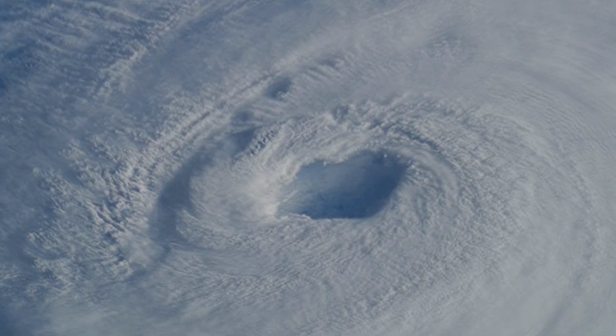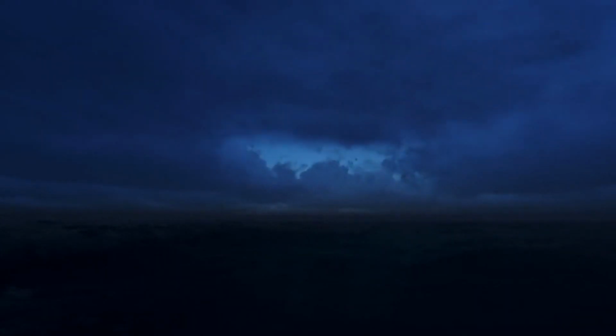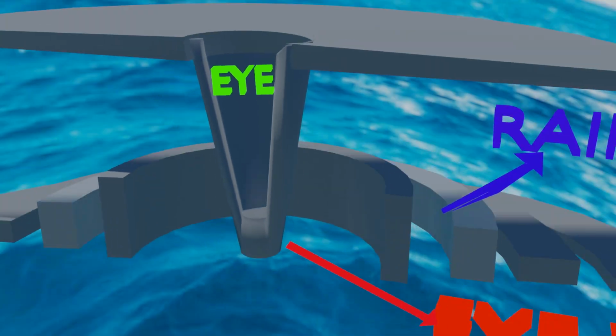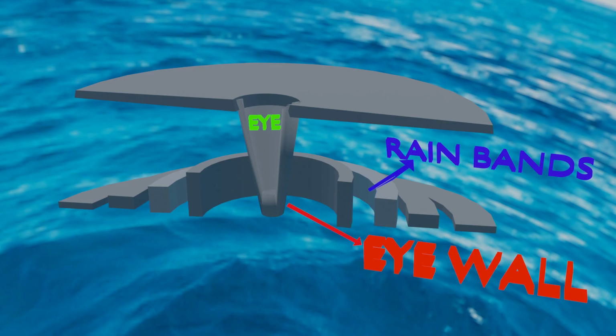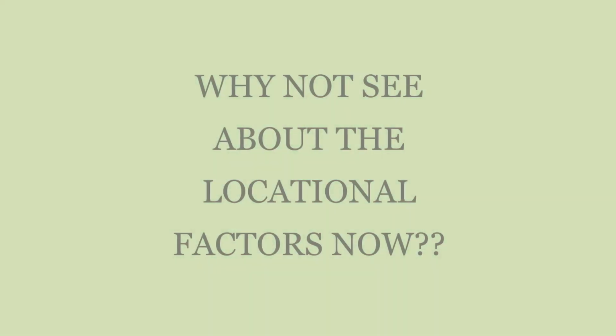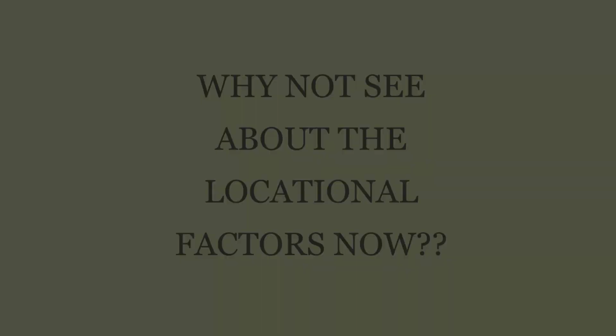Tropical cyclones comprise a central low pressure area, a closed low level atmospheric circulation including strong winds, and a spiral arrangement of thunderstorms that produce heavy rains or squalls. This is the basic structure of a cyclone, whose parts will be discussed later in this video. The names of these cyclones depend on the location and strength. Let's look at the locational factors.